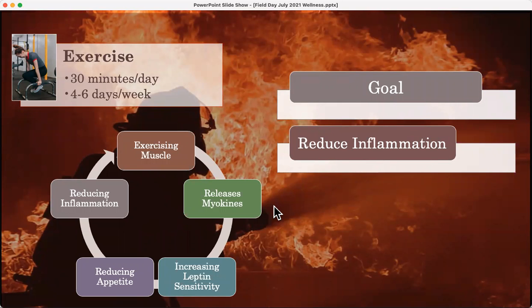Exercise is anti-inflammatory. Exercising muscle releases myokines that are anti-inflammatory cytokines. It also increases leptin sensitivity, and with a moderate amount of exercise, it reduces appetite, reducing inflammation. So as I mentioned earlier, this is moderate exercise. Very high intensity exercise, the Michael Phelps type, actually increases appetite.